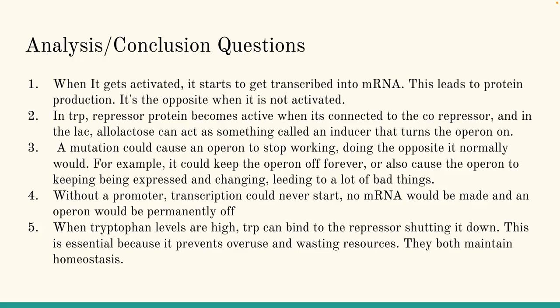Okay, so when it gets activated, it starts to get transcribed into mRNA. So this basically makes protein production happen, and it's the opposite when it's not activated. So in TRP, the repressor protein becomes active when it's connected to the co-repressor. And in LAC, allolactose acts as an inducer that turns the operon on. A mutation could cause an operon to stop working, doing the opposite of what it normally would. For example, it could keep the operon off forever, or cause the operon to be repressed and changed, leading to a lot of bad things. Without an operon, transcription can never start, so no mRNA would be made, and the operon would be permanently off.